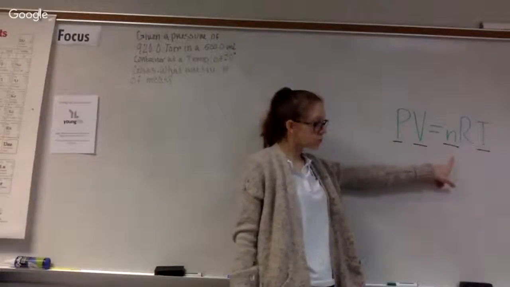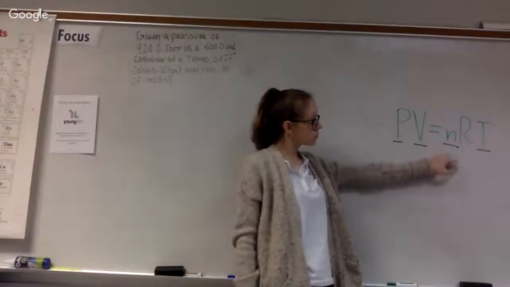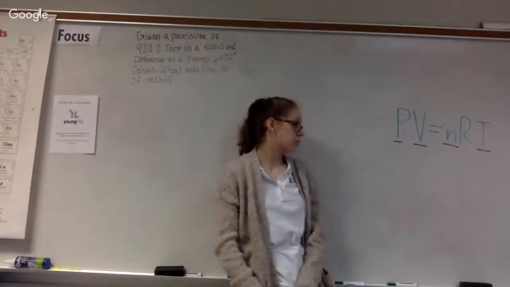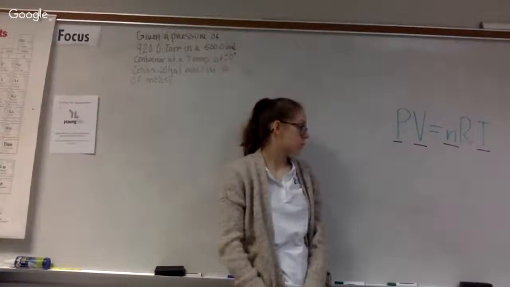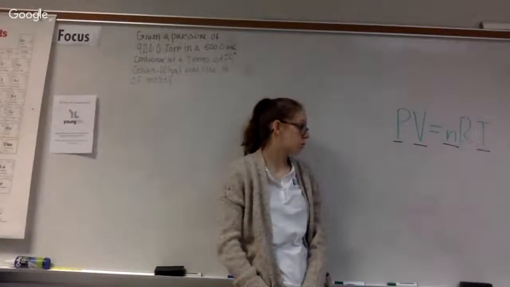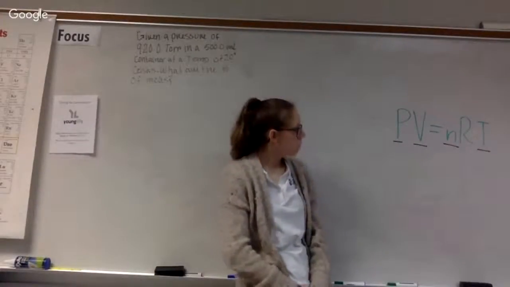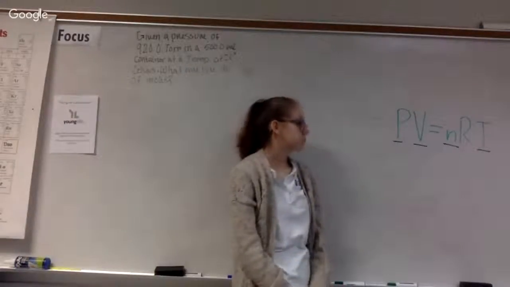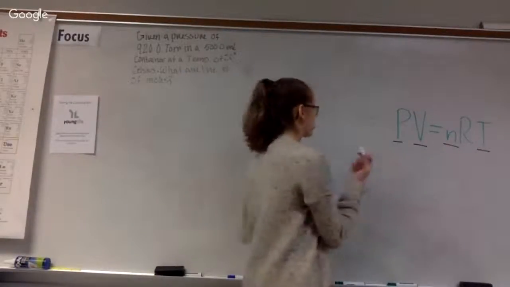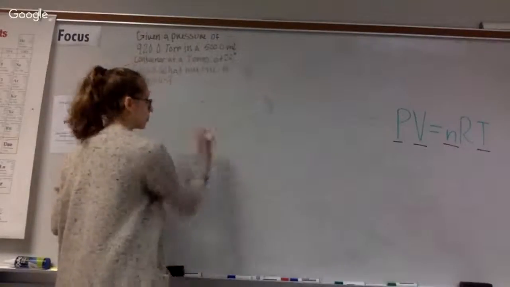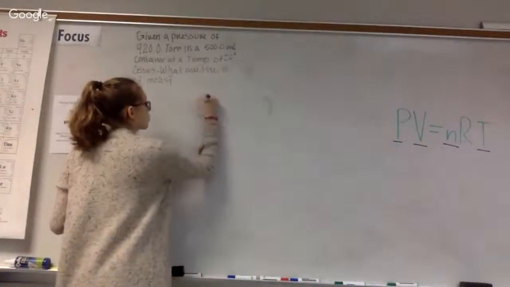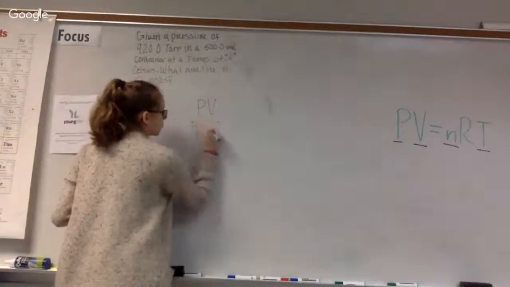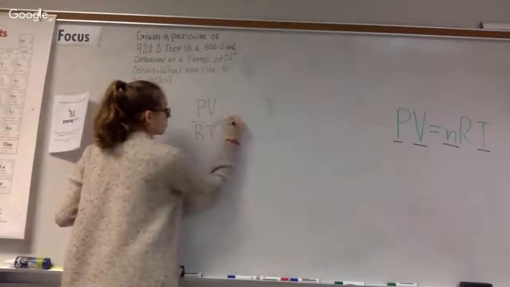And here's what I want you to do. I want you to put the variables surrounding that without putting any numbers in it. Would you agree with me that RT has to be gotten rid of? Divide by RT on both sides, right? So can we write on the left-hand side of that the rearranged version, which would be PV over RT equals N.